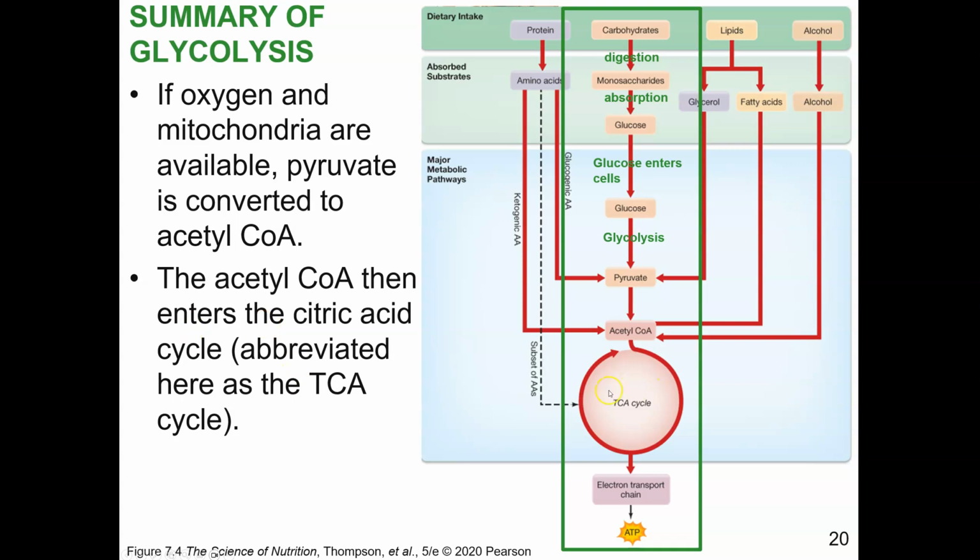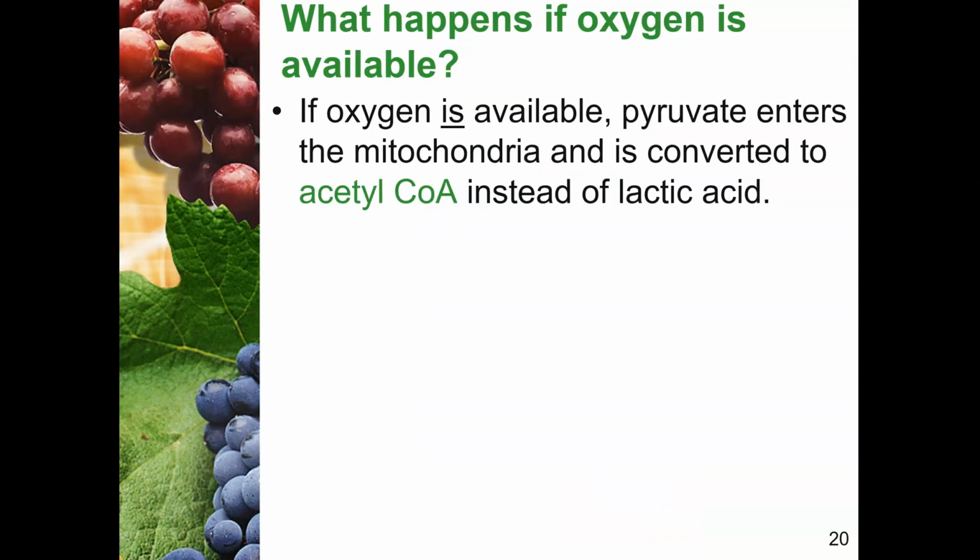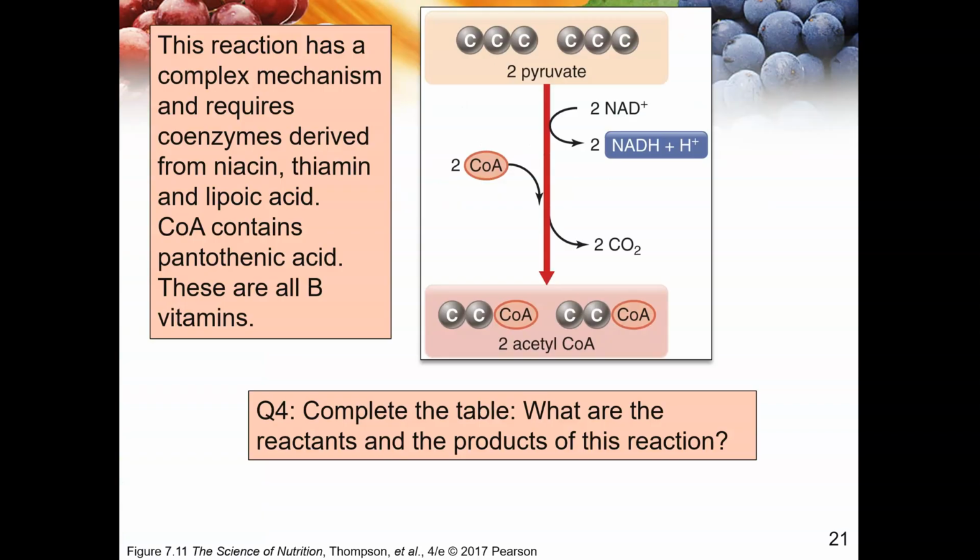The citric acid cycle, your authors abbreviate it as the TCA cycle, but it's the citric acid cycle. So if oxygen is available, pyruvate doesn't form lactate. It enters the mitochondria instead and is converted to acetyl-CoA. In your handout on question 4, I asked you to describe this. What happens is I have 2 pyruvates, and I undergo a reaction where I produce 2 NADHs, some more of those coenzymes, and 2 CO2s, and now I have 2 molecules of acetyl-CoA.